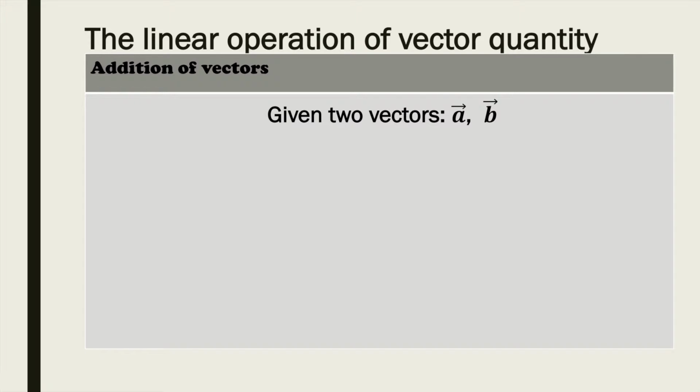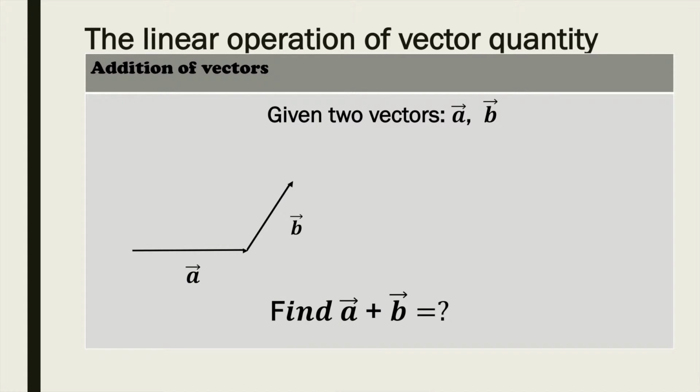After the definition of vector quantity, here's another question. How to do the linear operation of vector quantity? First, let's talk about the addition of vectors. Here is a question shown below, giving you vector A and vector B. Try to find vector A plus vector B.